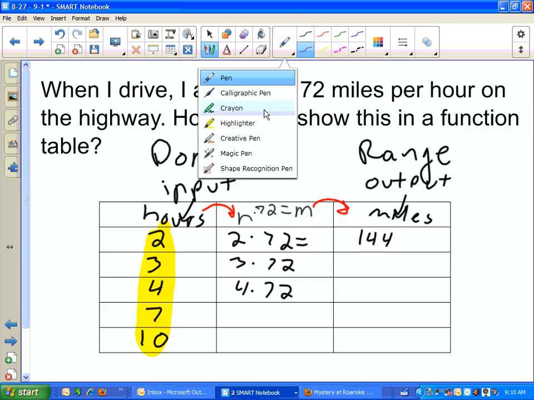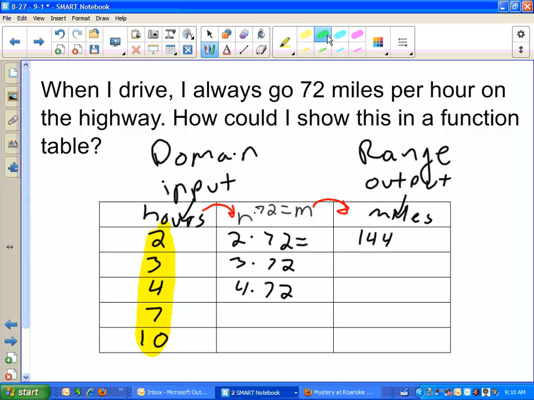So let me get my highlighter out here. If I were to say, what's the range for this problem, you're going to give me every single thing that goes in this column here. So I know that for 2 hours, I'm going to go 144 miles. 3 hours, I'm going to go, I think, 216 miles. So everything that goes in our output column, that ends up being our range.